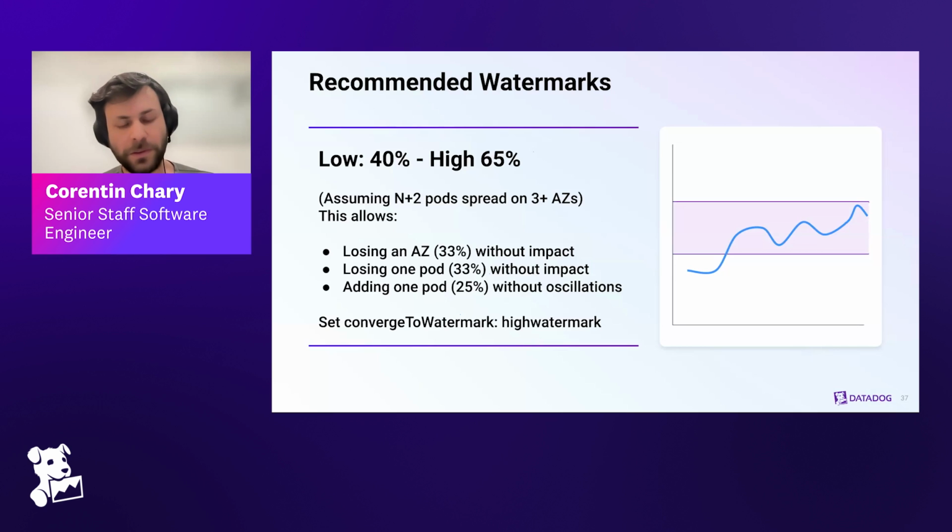Why these magic numbers? First, they allow you to lose a full AZ with no impact. Losing a full AZ, you will lose a third of your replicas, which is exactly what is above 65, kind of. It's also what you would lose if you lose a single pod when you have the minimum amount of pods. Plus, if you go from 3 to 4, you would add 25% of capacity, which is exactly the difference between 65 and 40. Obviously, here the difference between low and high is pretty high. So if you want to optimize further, you will want to set the convert to watermark feature to high watermark.